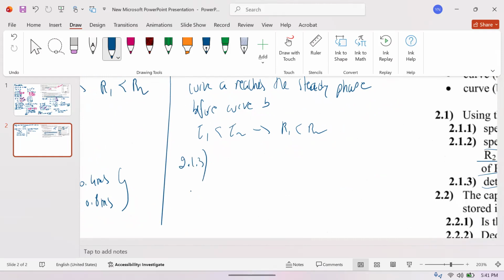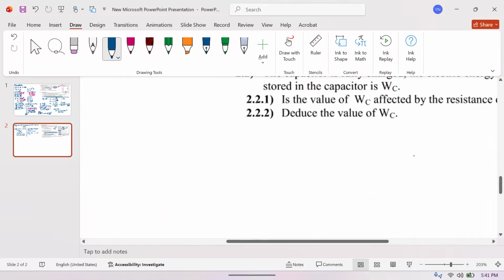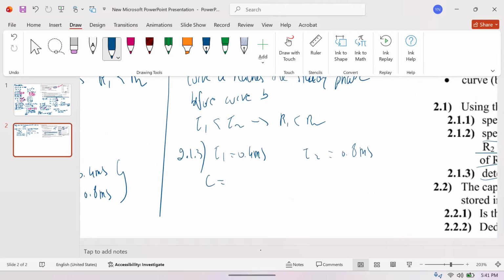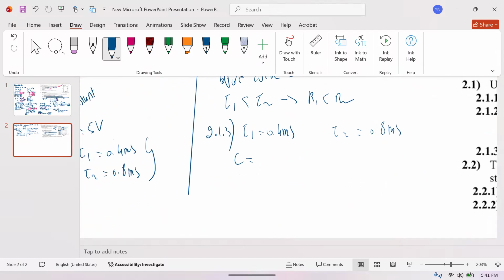Using the graph, I just mentioned that tau 1 is 0.4 milliseconds and tau 2 is 0.8 milliseconds. So I know tau, and I know C in this exercise. It's mentioned in the given here: 4 microfarad, which is 4 times 10 power minus 6 farad.